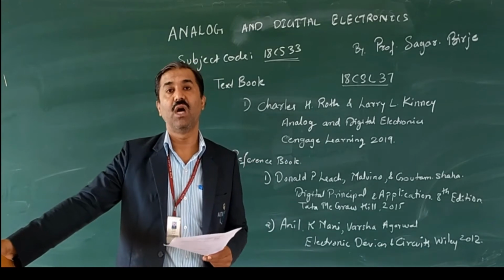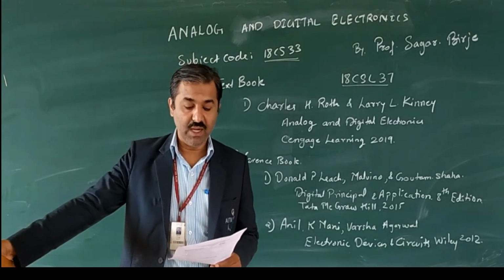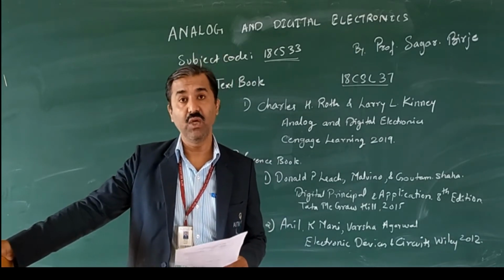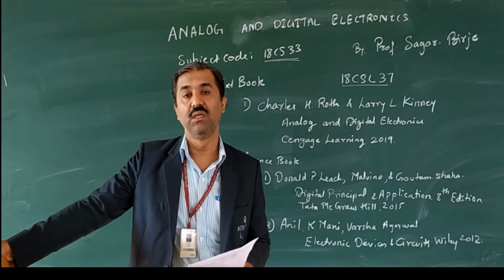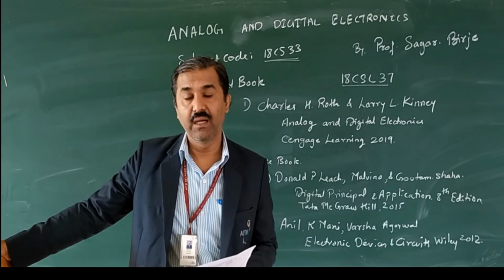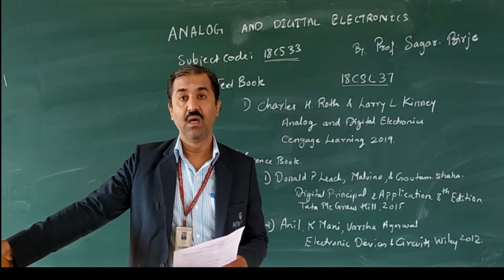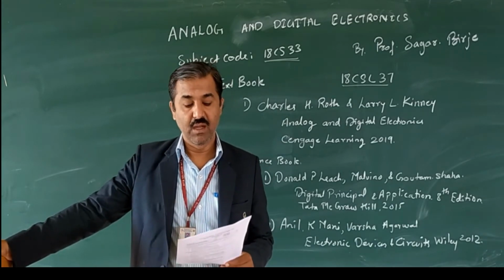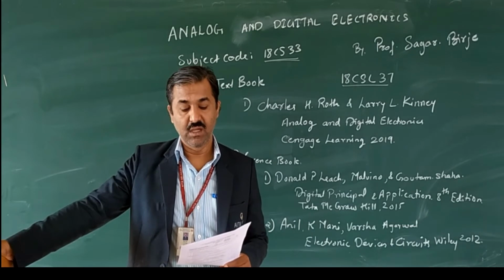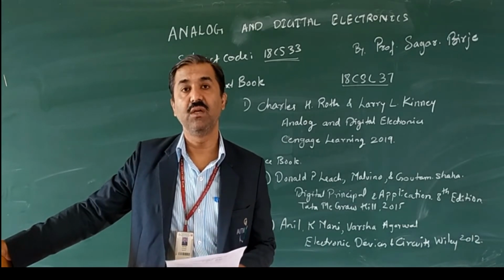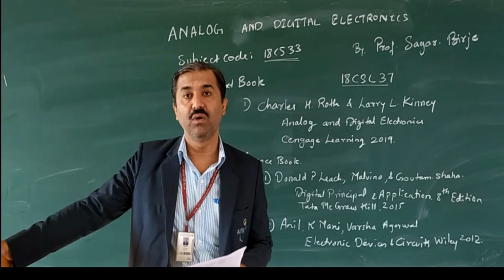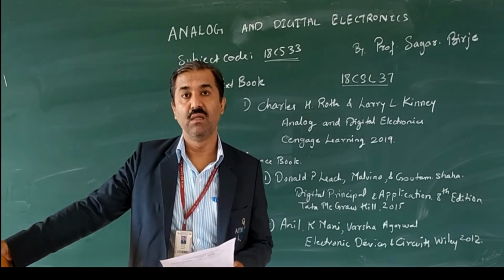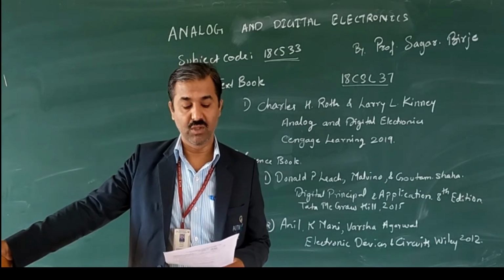The third course outcome is where the students will be able to understand decoders, encoders, multiplexers, adders, subtractors, the working of flip-flops, and designing of registers and counters. The basic concepts about decoders, encoders, and multiplexers are going to be understood by you in this course outcome 3.